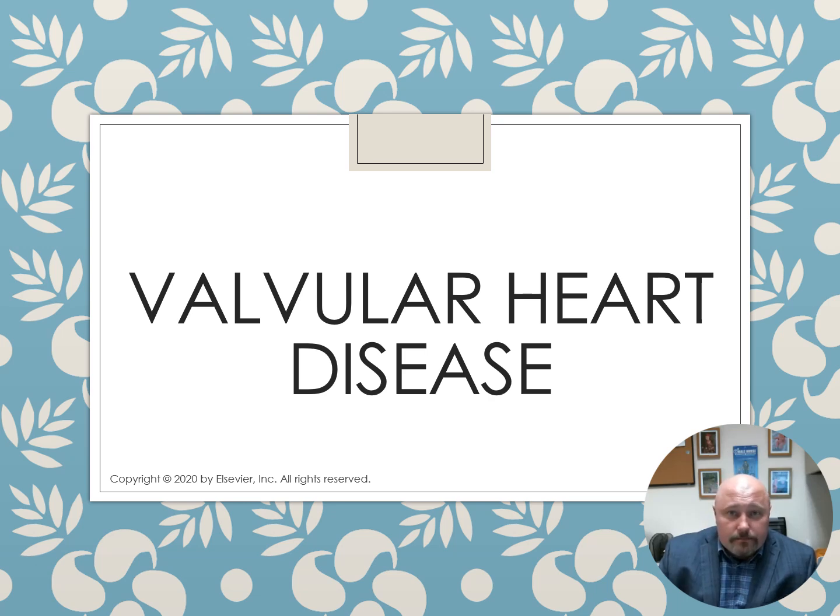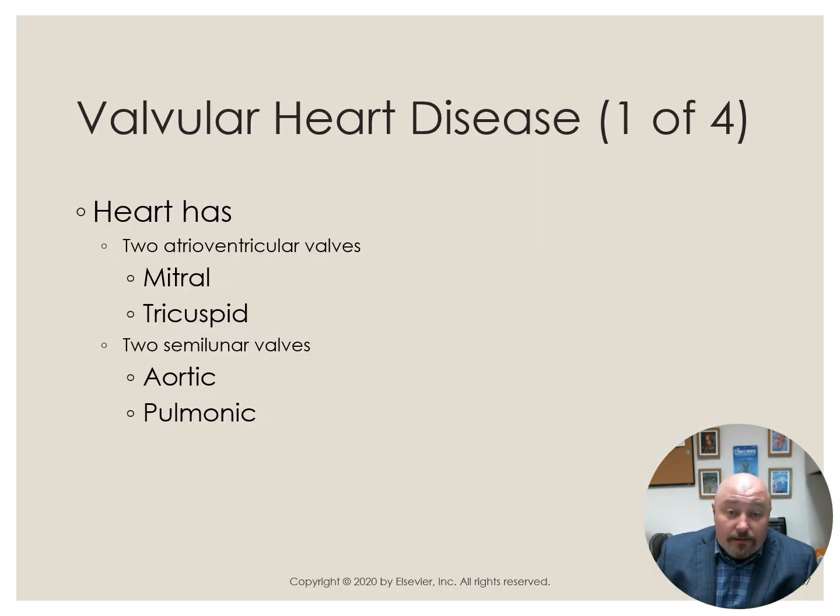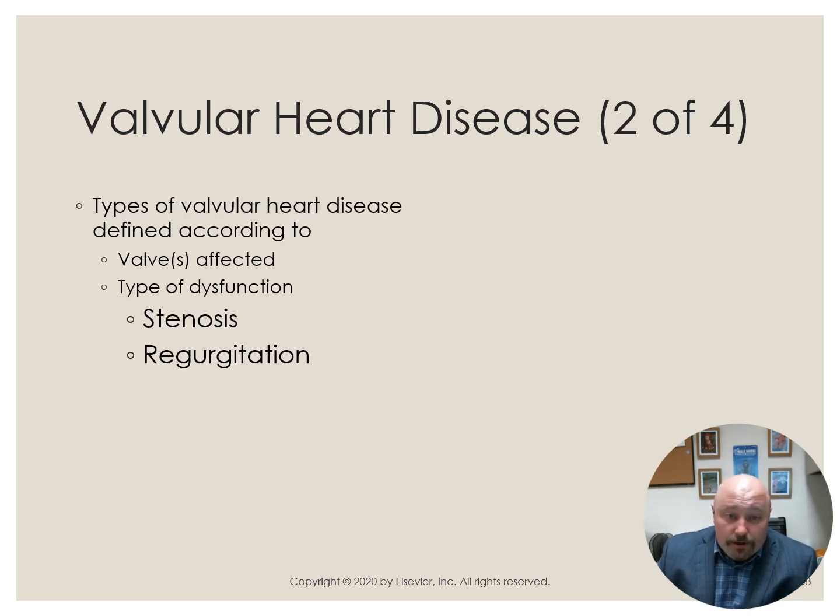Valvular heart disease. In the case of valvular heart disease, the heart has 2 atrioventricular valves, the mitral and the tricuspid. It also has 2 semilunar valves, the aortic and pulmonic. Types of valvular heart disease are defined according to the valves affected, as well as the type of dysfunction, such as stenosis or regurgitation.